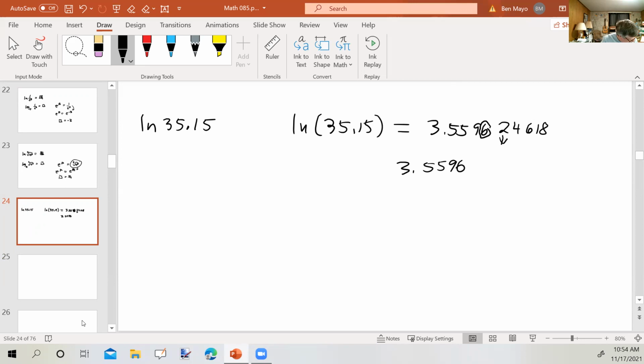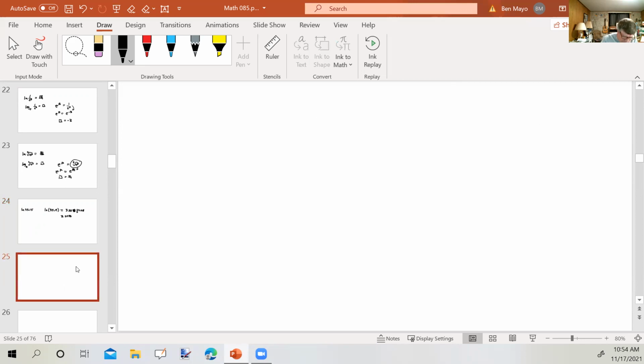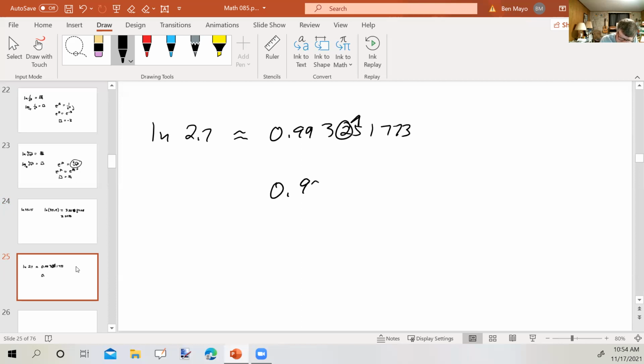Okay. How about the natural log of 2.7? So natural log of 2.7, I'm getting 0.993251773. That's 4 places. The 5 would round up, so 0.9933.